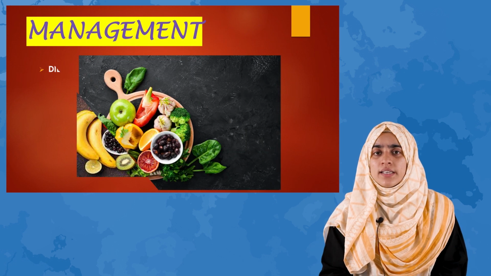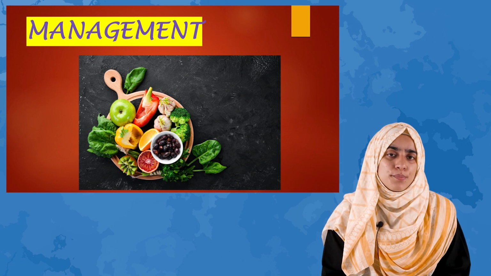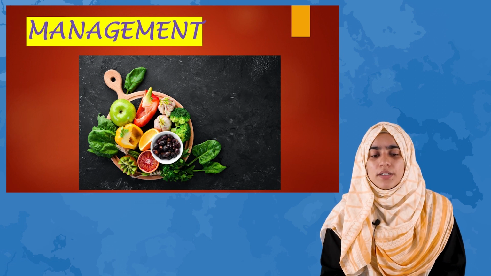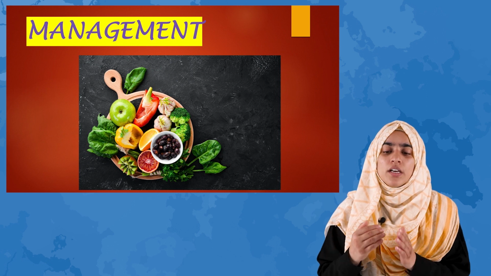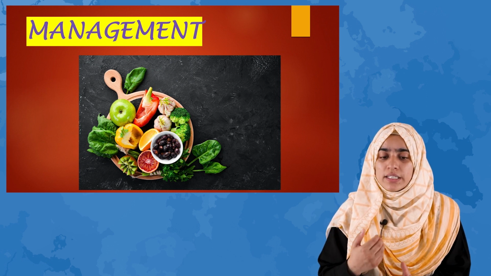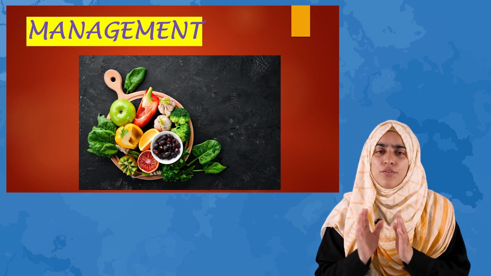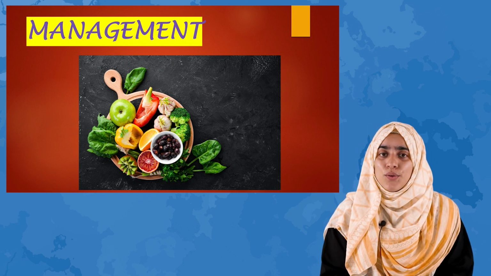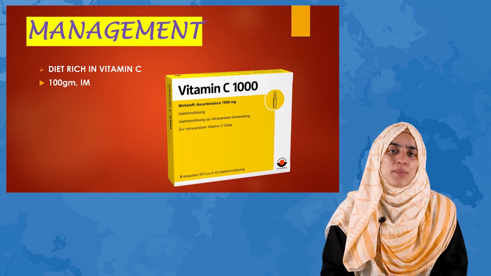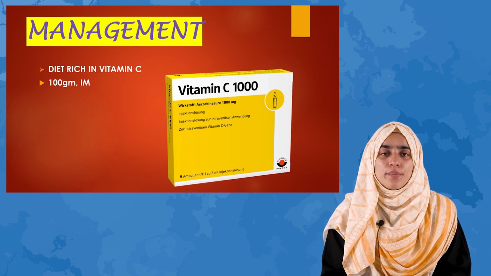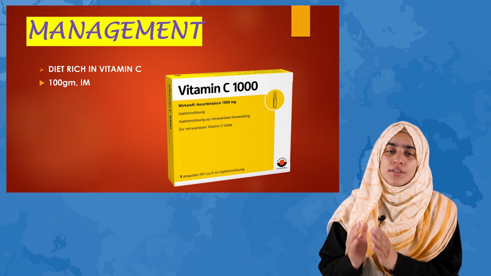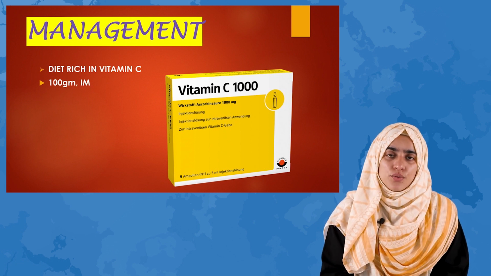So oranges, lemons, broccoli, sprouts, red pepper, spinach, cabbage, green leafy vegetables, sweet potatoes, tomatoes, and there are so many foods which are rich in vitamin C. Adults must be given ascorbic acid 100 mg intramuscular twice a day.